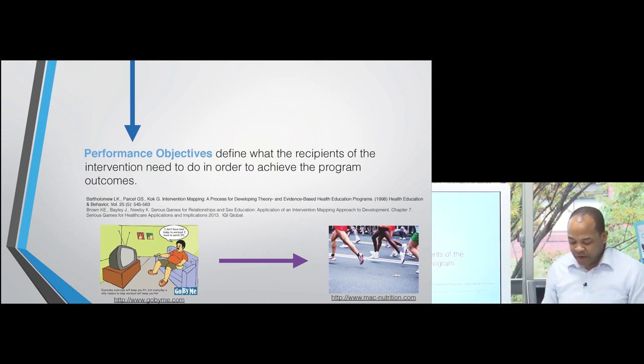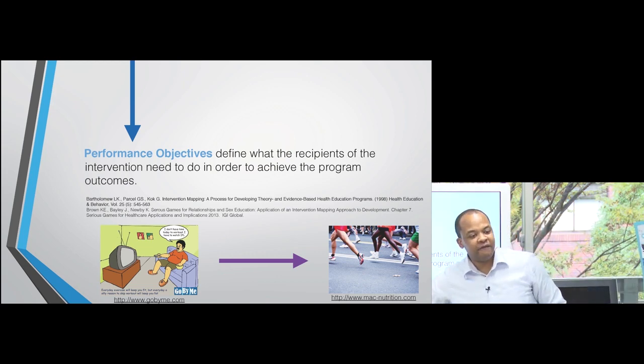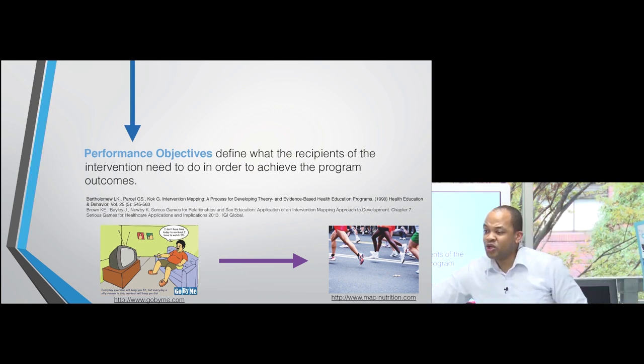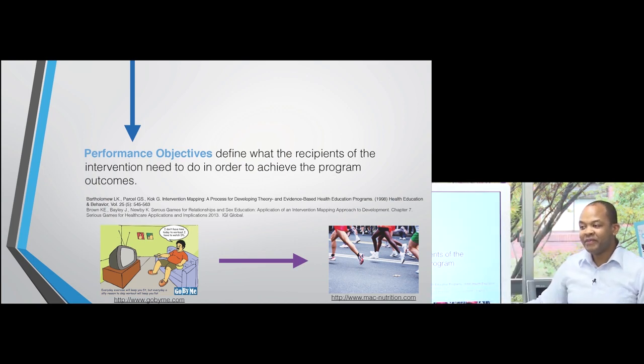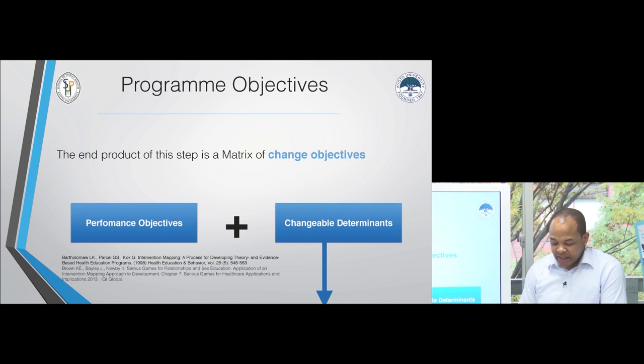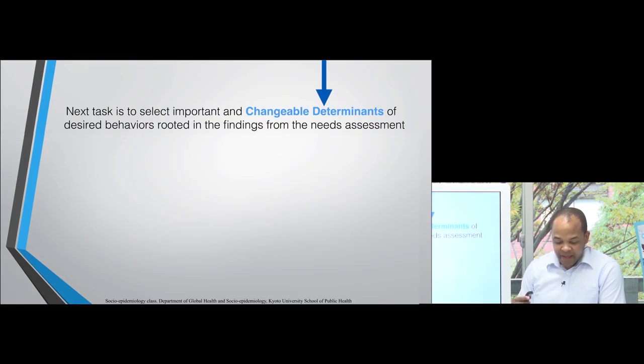Specific things. So, for example, if you have someone as your target who has this kind of habit to sit and just watch TV all day, you need to really think very hard in your performance objectives on what they need to do in order to move from here to being active, right? These are very specific things that you need to compile. And then next, in the changeable determinants, the next task is to select important and changeable determinants of described behaviors rooted in the findings from the needs assessment.